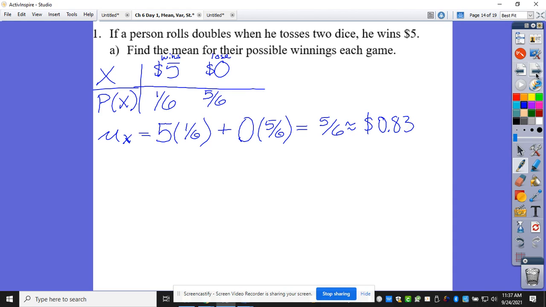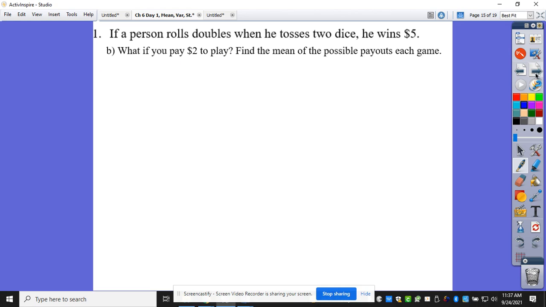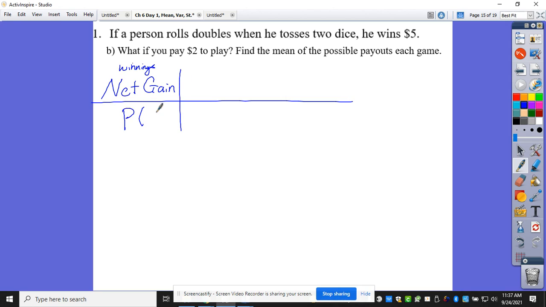So part B, we're going to think about that. So what if it costs $2 to play? So now let's think about it in a different way. So let's look at it as net gain. I usually do a whole bunch of labels for mine. Your chart is going to be your net gain and your P of X. But I do 2 labels above. I do what my winnings were, and sometimes I do like a category label.